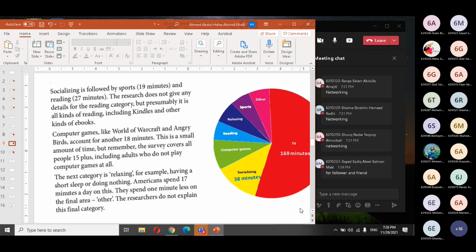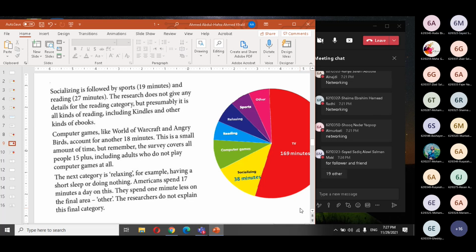Okay. Watching television is the first activity. Second activity is socializing. What is the next activity? Sports. How much time? 19 minutes. Quick questions, quick answers. Even those who write in the chat, you can write. It's only short words. So the first one, watching television. Second one, socializing. Third one, sports, 19 minutes.